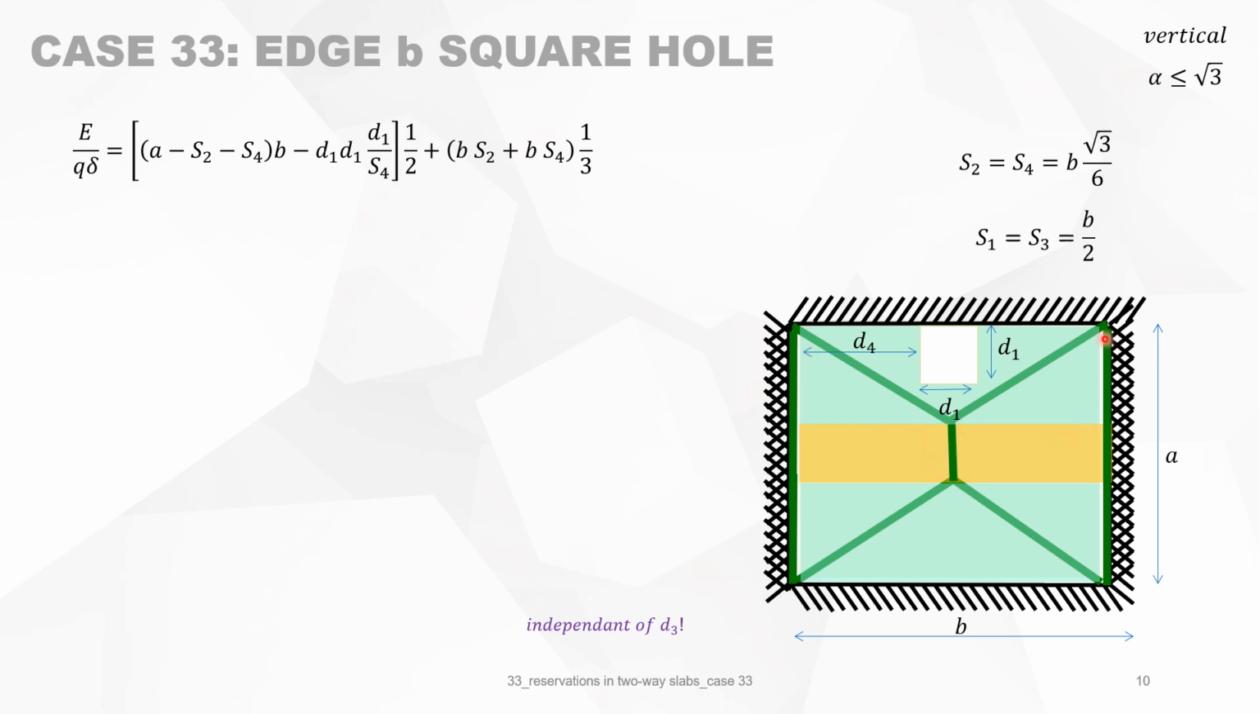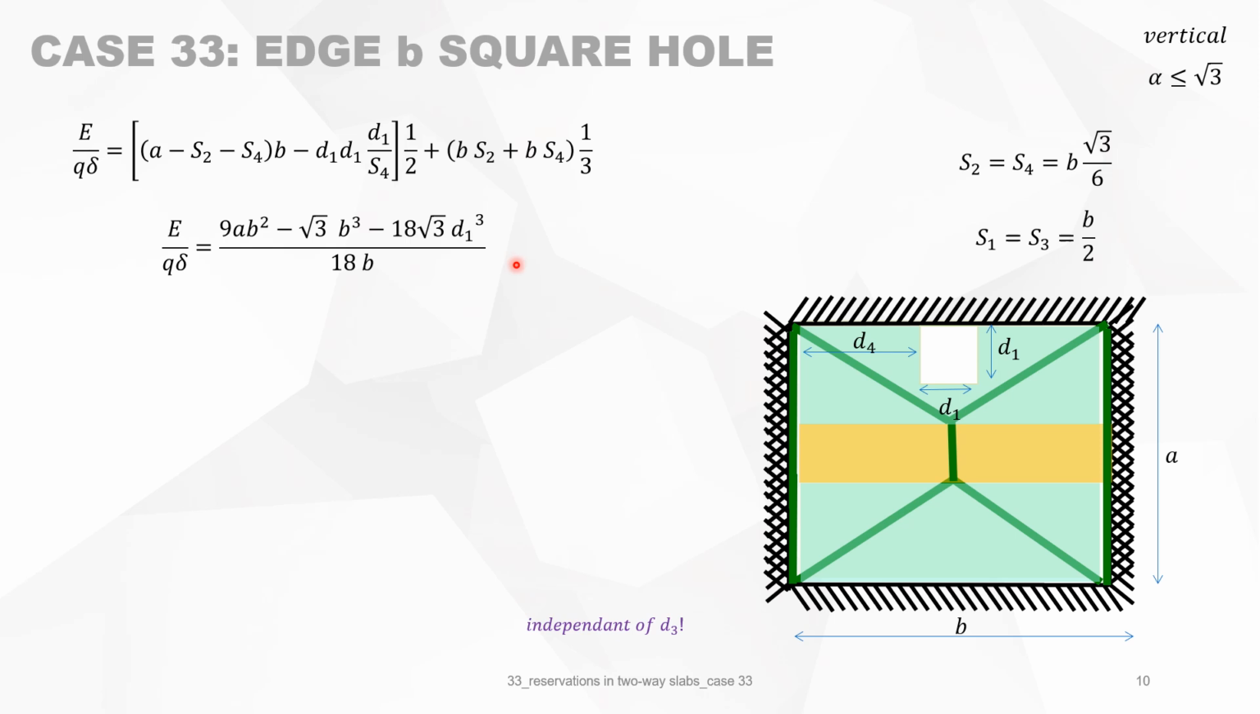Then we got the triangle, the areas composed of triangles. So we got B times S4 and B times S2, and the mean deflection is delta over 3. Now we subtract the reservation, which is D1 times D1, and the maximum deflection on this side is delta D1 divided by S4. So the mean deflection, it's a rectangle, is half of it. So it's D1 times D1 times D1 divided by S4 and half of it.